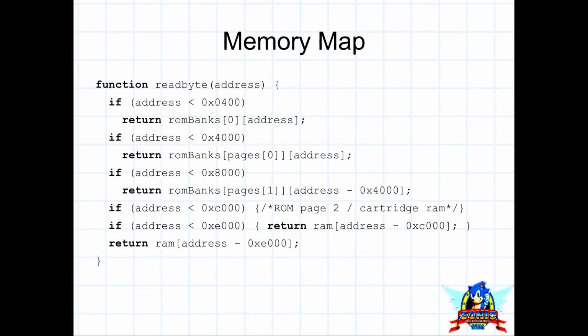So if we're going to write a function in JavaScript to pretend to be the memory system of a Sega Master System, we might write something that looks like this. We're going to read a byte from a particular address, and we'll get to how we understand what the address is and when this is called in a minute. Effectively, we're just writing a bunch of if statements. If the address is less than that 400 hex, then we know that that's the very special thing that always reads from ROM bank 0.